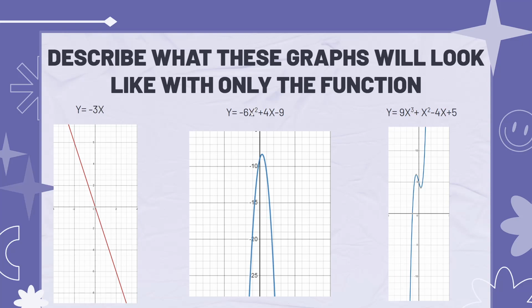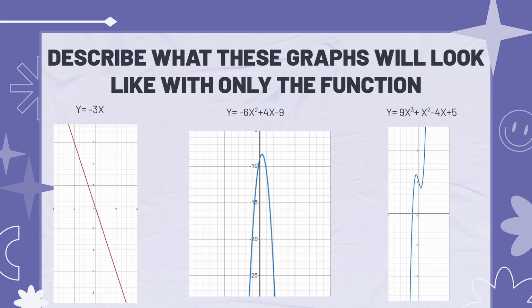Second function, y equals negative 6x squared plus 4x minus 9, has a... Give me a second, please, to figure this out for myself, too. Okay, so it has a falling left side and a falling right side because it has a negative coefficient while having an even degree, meaning both sides will fall.